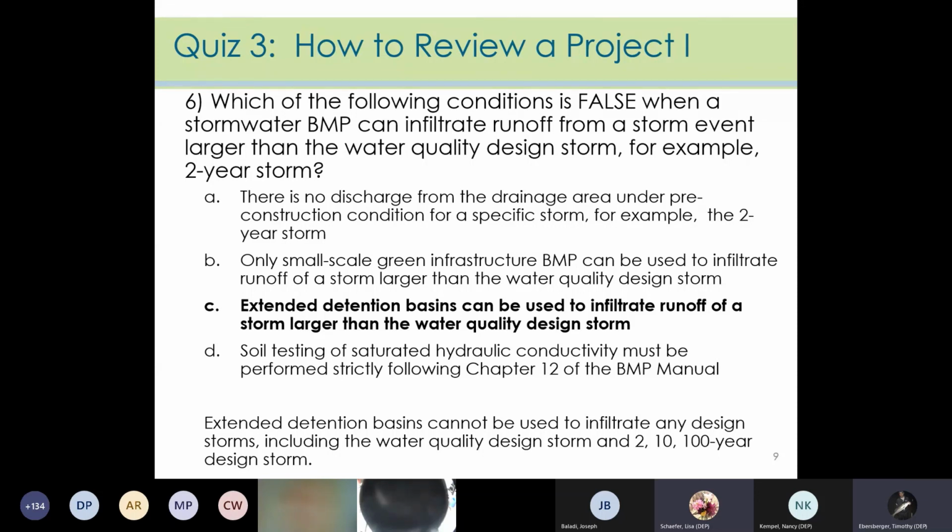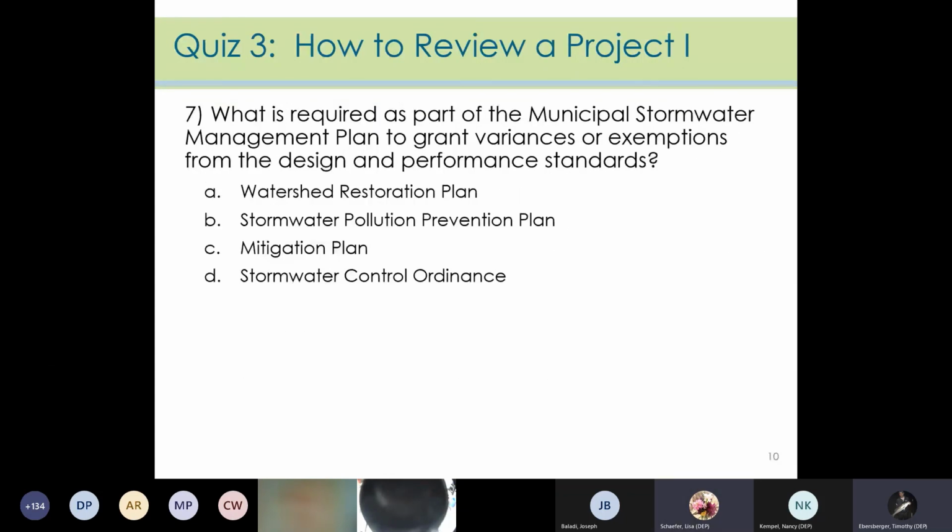C is false because extended detention basins do not infiltrate any design storm. All right, so that is why that one is false. However, we got 21% under A, 28% of people selected B, and 11% selected D.